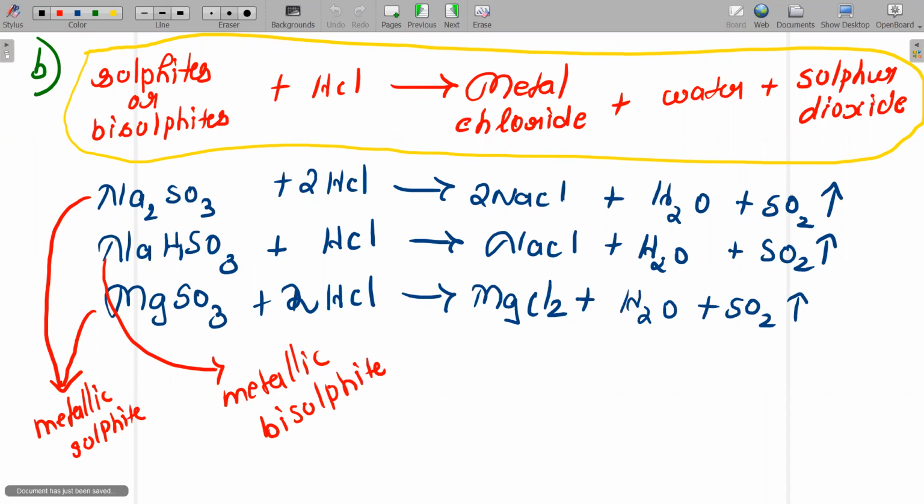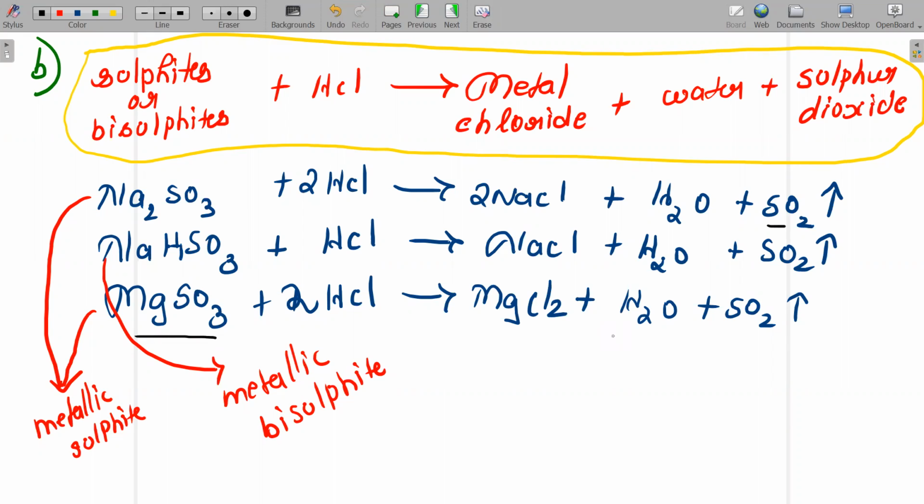Children, let me consider some examples. Some metallic sulfites I'm going to introduce. Na2SO3 plus 2HCl. I got sodium chloride plus H2O plus sulfur dioxide. Another metallic sulfite is nothing but MgSO3. Into that MgSO3, I added HCl. I got magnesium chloride plus H2O plus SO2. Any doubts? Is it okay? So from this, what we understood, my equation is satisfied by all these examples, right?